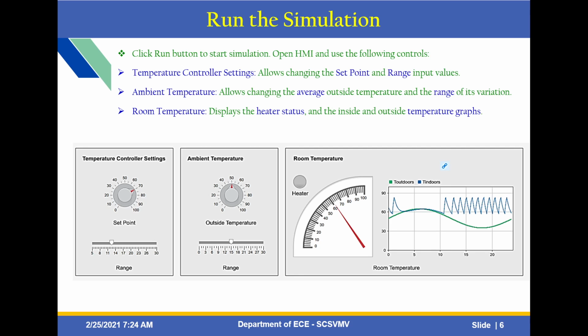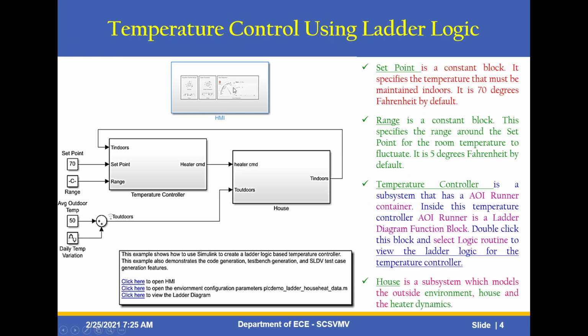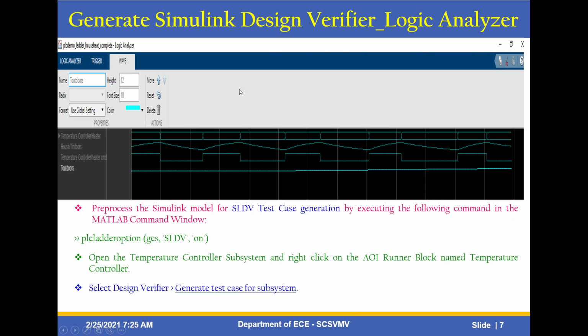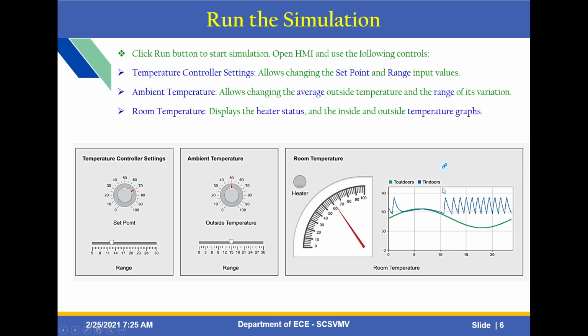Then after the settings, run the simulation. You click the run button to start the simulation. Open this HMI block. Double click here. You will get this type of window. Here there are three tabs. In the settings, the temperature controller settings allow changing the set point and range input values. Here ambient temperature allows changing the average outside temperature and also the range of its variations. This block displays the heater status and inside and outside temperature graphs. It's a room temperature block.